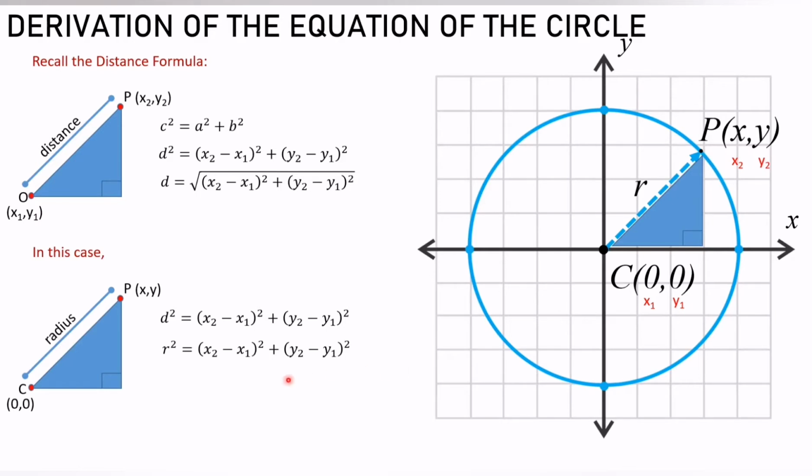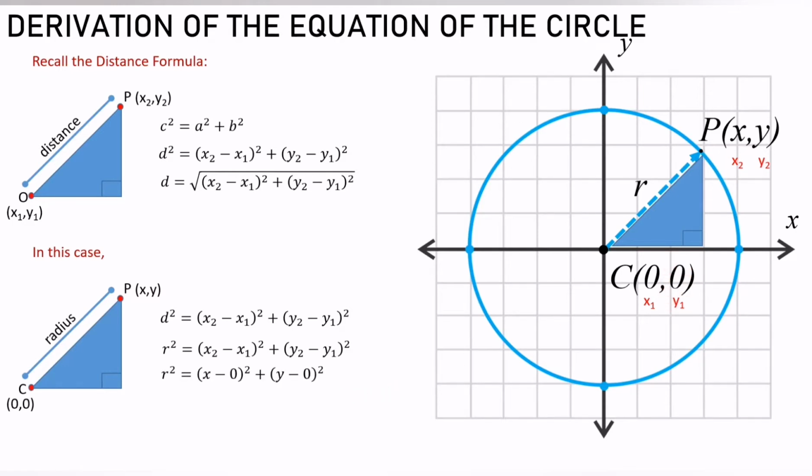In here, our x sub 2 is what? Our x sub 2 is the x in our point in the circle. So x sub 2 is just x. Our x sub 1 is in the center. So x sub 1 here at the origin is 0. Our y sub 2 is the y in the point, so that's y. And our y sub 1 is the y in our center, which is 0.